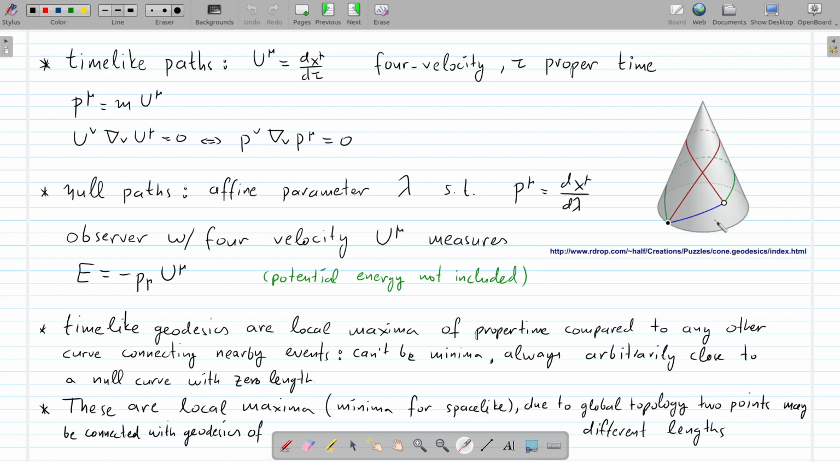Here we show a less trivial example on a cone, and we see those 2 points that are connected by 3 different geodesics. They are both local minima for curves that are connecting those 2 points, but you see those 3 have completely different lengths, and only the blue one is the absolute minimum.